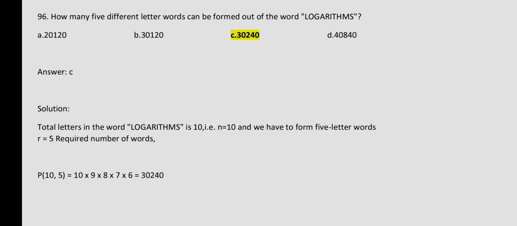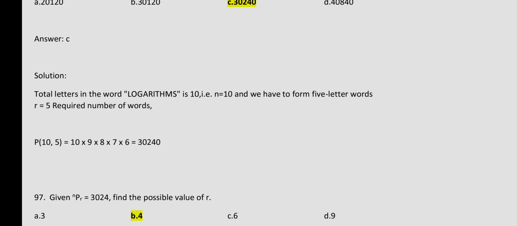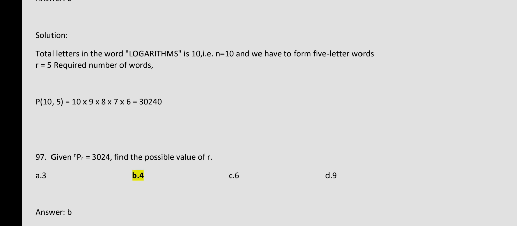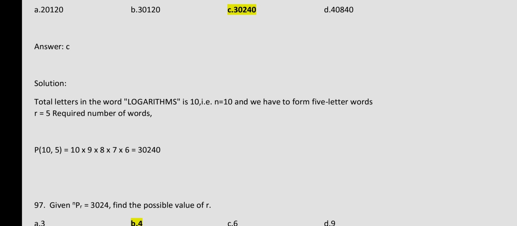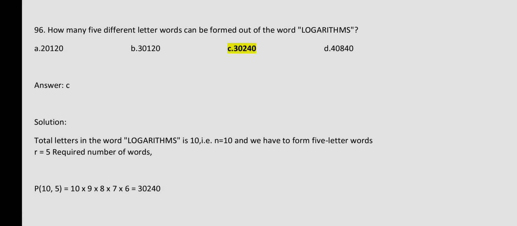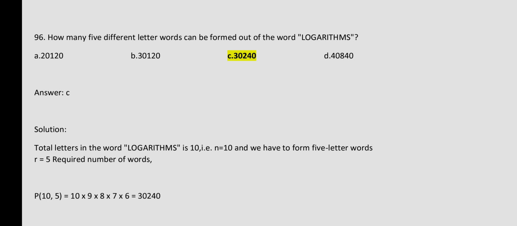This one often comes out in the board exam. How many 5 different letter words can be formed out of the word logarithms? The answer there is letter C, 30,240. Solution: the total letters in the word logarithms is 10, so n is 10 and we have to form 5 letter words, so r is 5, the required number of words. Therefore, the permutation of 10 and 5 is 10 times 9 times 8 times 7 times 6. By the principle of counting, that comes out to 30,240.